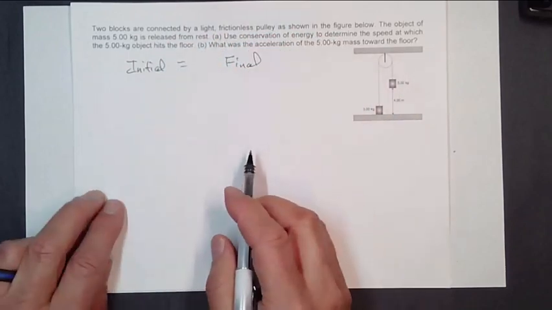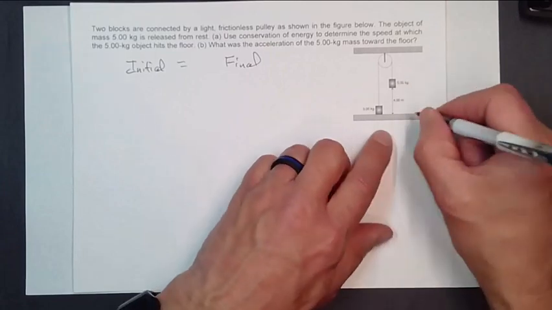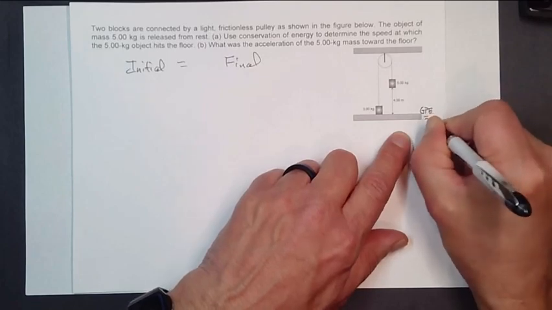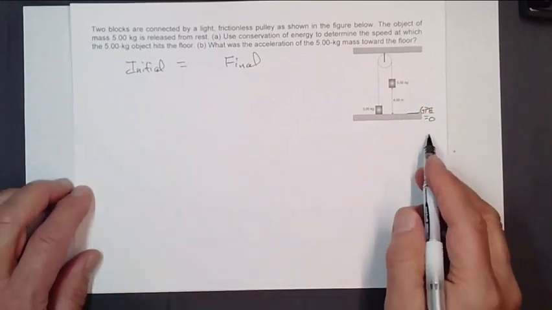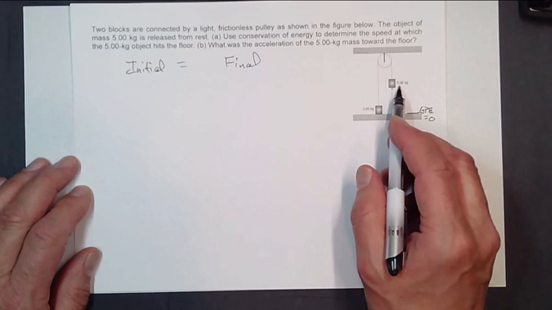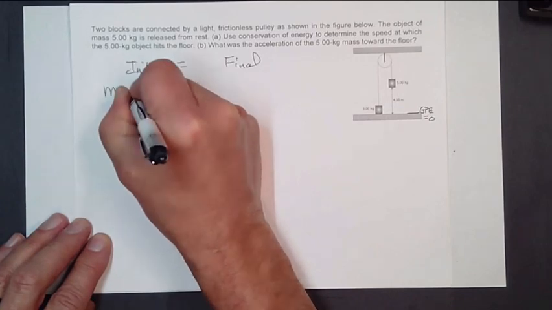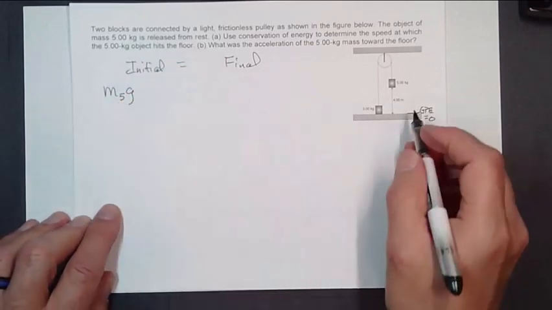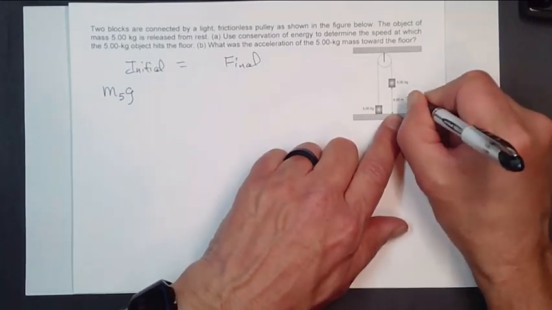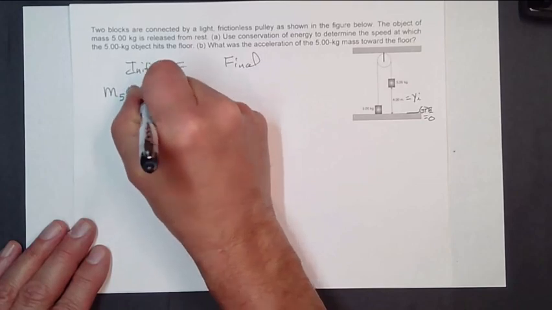And let's think about what we have for initial energy. There's no kinetic energy because it's released from rest. I'm going to let GPE, gravitational potential energy, equal 0 at the floor. So this thing has no gravitational potential energy to start with, but this does. And the initial energy is all going to be that m5 times g, its weight times the 4.00 meters, which I'm going to call just y initial. So m5g times y initial.